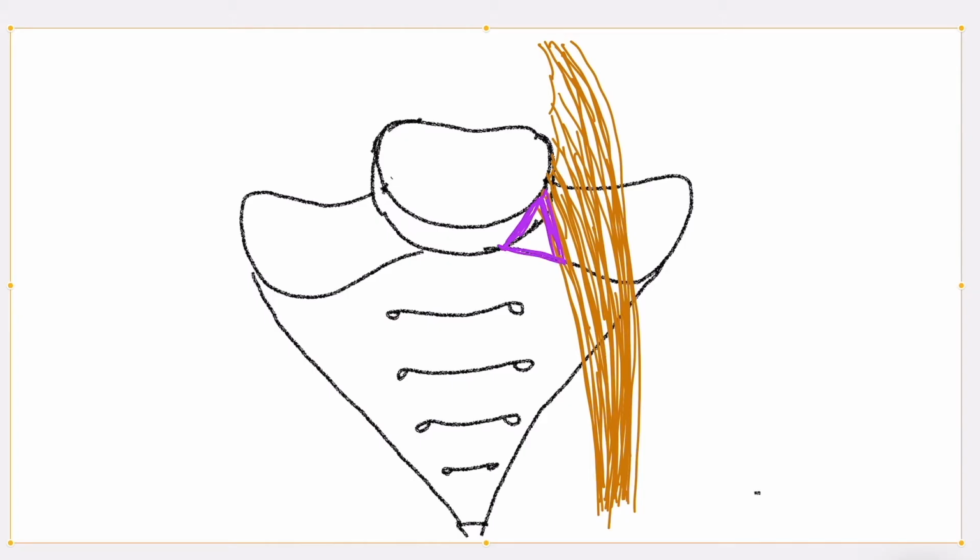The boundaries of this triangle of Marcille, one is on the medial side, it is the body of L5 vertebrae, and laterally it is the medial border of psoas major muscle. This is psoas major. The base is formed by the ala of the sacrum, and the apex of the triangle is formed between the origin of psoas major from L5 transverse process as well as the body of L5 vertebrae. So that's the triangle of Marcille.